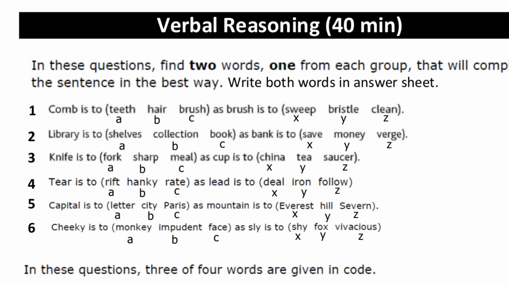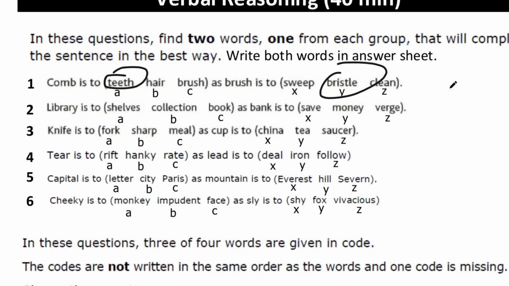Starting off with question number 1, we have comb is to something, as brushes is to something. These are the things that make up the comb. So a comb has teeth and a brush has bristles. Question number 2, library is to something. Library has books and bank has money.